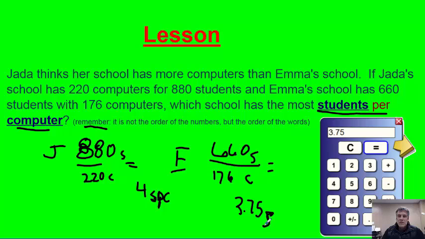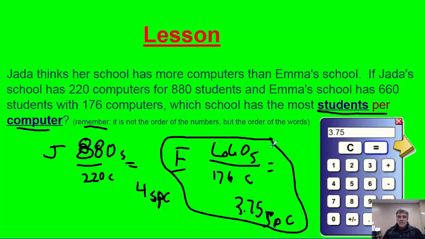I'm going to cut some of the students up per computer. So I've got to be careful the way I say it here. 3.75 students per computer. Now, you can't have 3 3/4 students, but can you compare them to see? Yeah. Jada's got 4 kids. Emma's got a little under 4 kids per computer. So, who's got the best computer situation? Emma does. She's got a little less than 4 kids per computer.